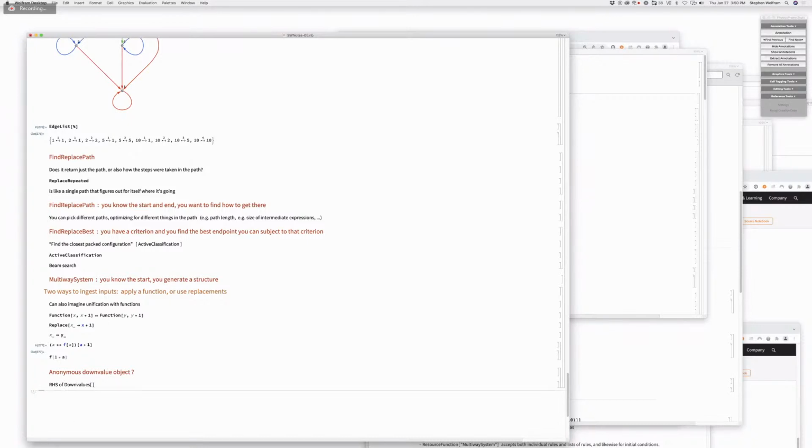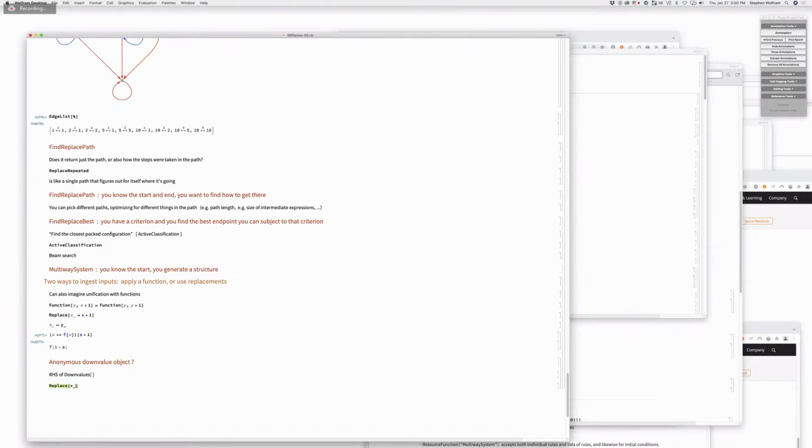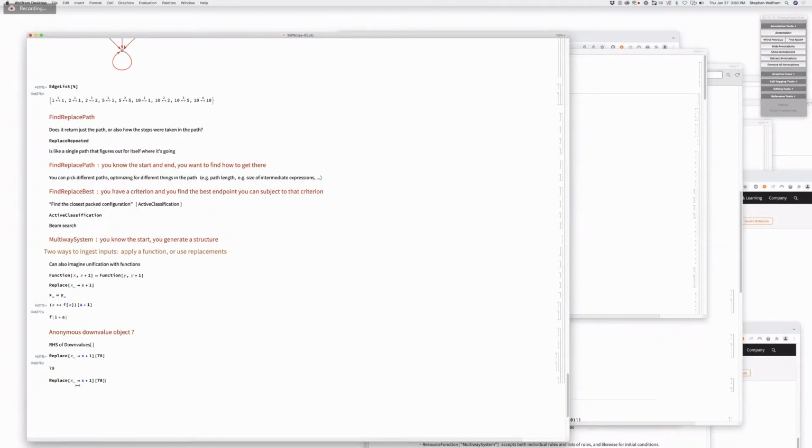Okay, so what you're saying is if I say replace x blank goes to x plus 1, and I just apply that to something, I'll get that, which is very nice. But now if I say x blank integer and apply this to pi, what? Why did that work? It didn't do a replacement.